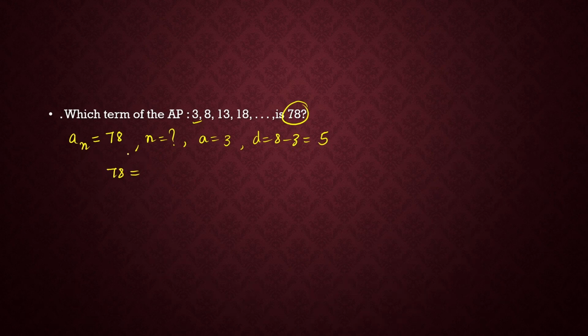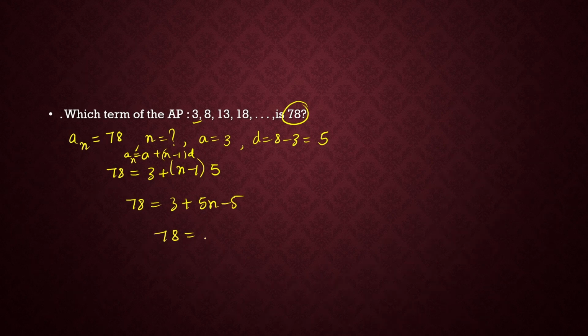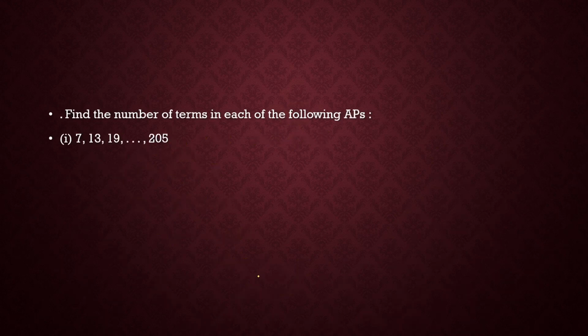78 is equal to, always write the formula, okay? That carries marks. An equal to a plus n minus 1 into d. 78 is equal to a plus n, which I have to find out, into d, whose value is 5. So 78 is equal to 3 plus 5n minus 5. 78 is equal to minus 2 plus 5n. 5n is equal to 80. N is equal to 16. Okay, that's it. Very simple question.